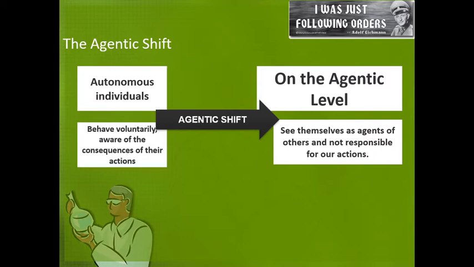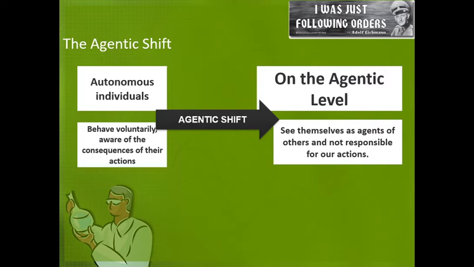So the way this explanation goes is that most of the time, we behave as independent, otherwise known as autonomous, individuals. That's just another word for independent. That basically means we behave voluntarily, we choose our own actions, and we accept that we're responsible for our own actions and that there will be consequences for them.